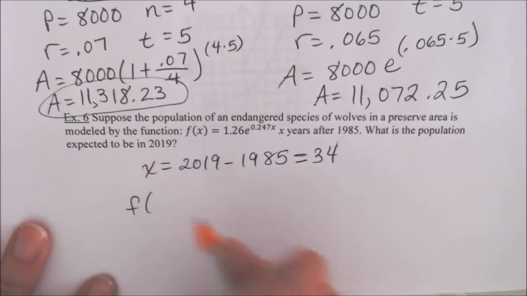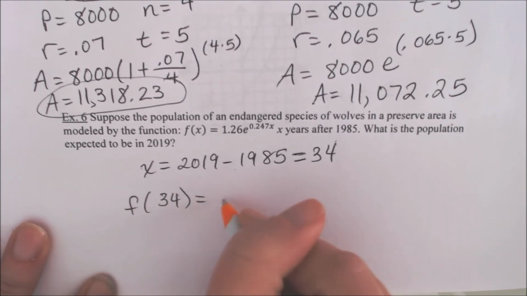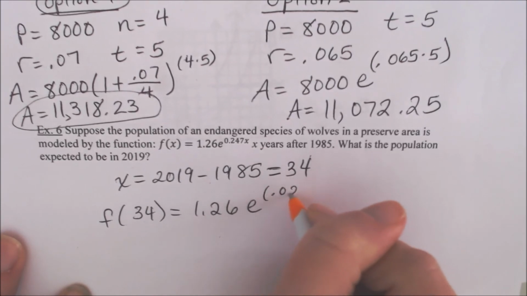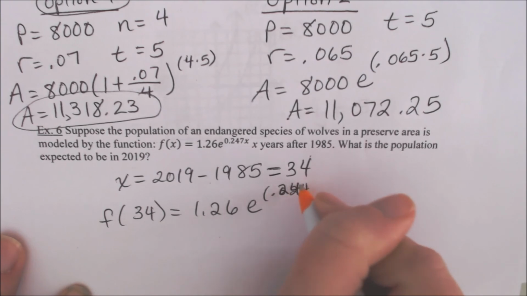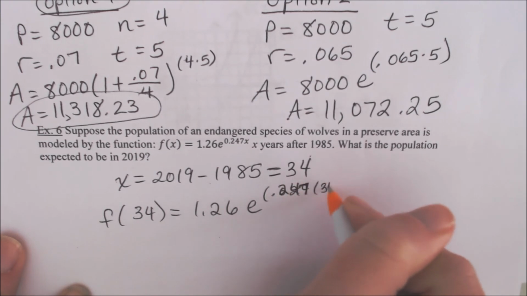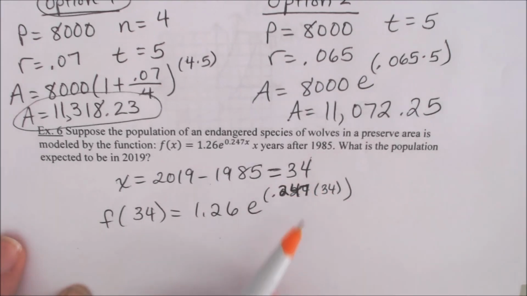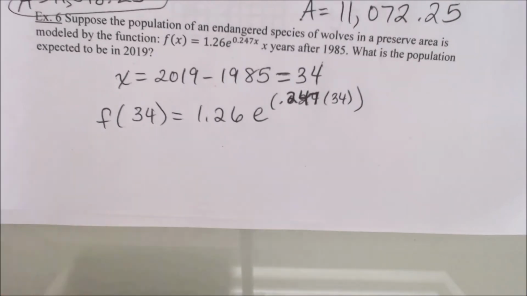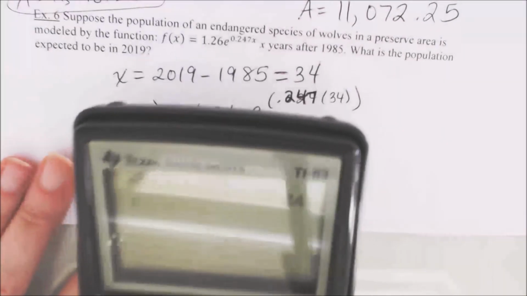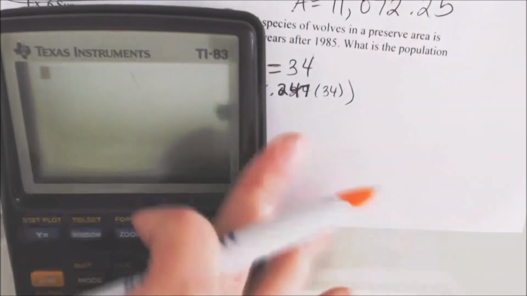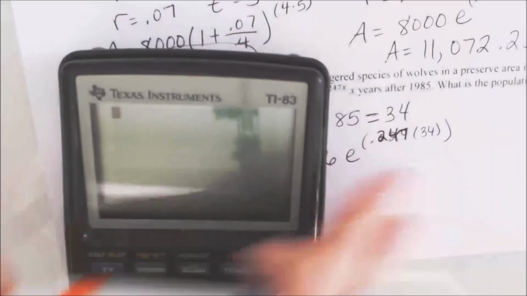So we're going to do f of 34 equals 1.26 e to the 0.0247 times 34. So make sure you see what I got there. I've got 0.0247 times 34 is my exponent. So again, we're going to go back to the calculator. And let's see if we can get this to show up here. We're using that E key again. Sorry about the glare. Let me move this over just a little bit.